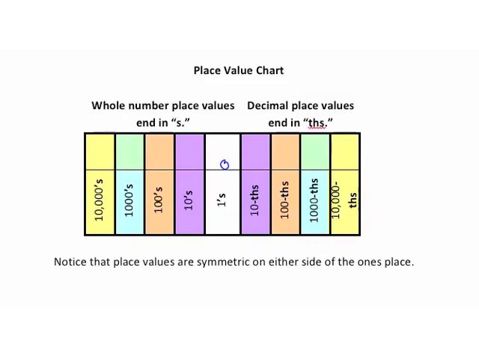So if I jump one place to the left from the ones place, I have the tens place. If I jump one place to the right from the ones place, I have the tenths place. So if you always start in the ones place and move out, it's very easy and very symmetric.